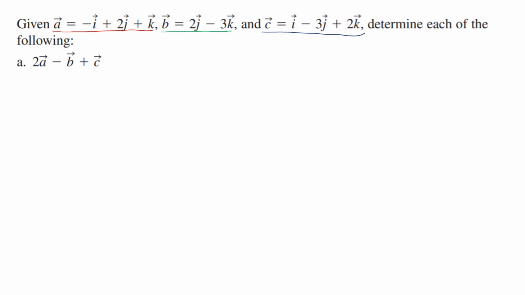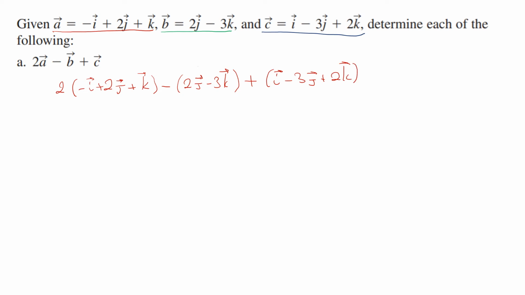So given A is this, and B is this, and my C is here, determine each of the following, which is 2A minus B plus C. So here, all I need to do is plug the A value and B value and C value into what they gave us over here. So as a result, I'm going to get 2, and I'll put directly what I have for A. So right now I have negative i plus 2j plus k. Now I'm going to put my minus B, which is 2j minus 3k. And I'll do my plus C, which is i minus 3j plus 2k.